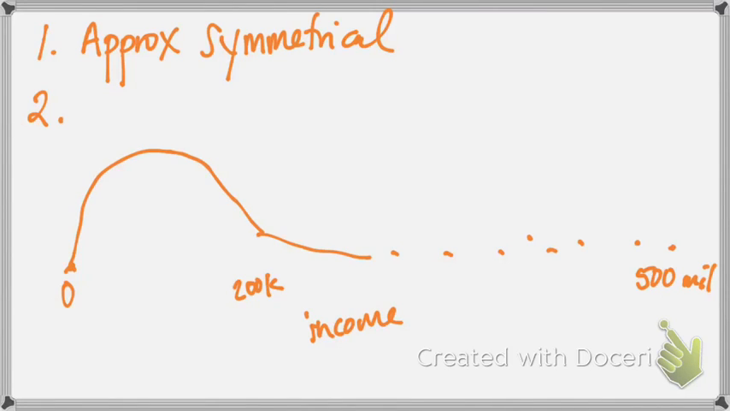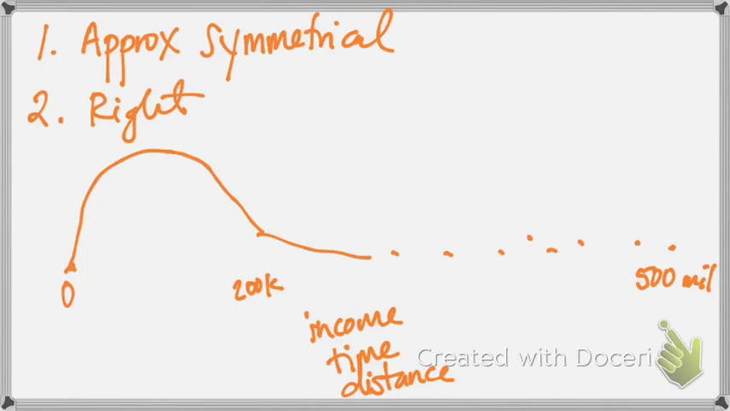And also, like the amount of time that you spend on the computer, distance, things like that, these will always be right skewed, because you can't be less than 0, but you can always keep adding more. Theoretically.